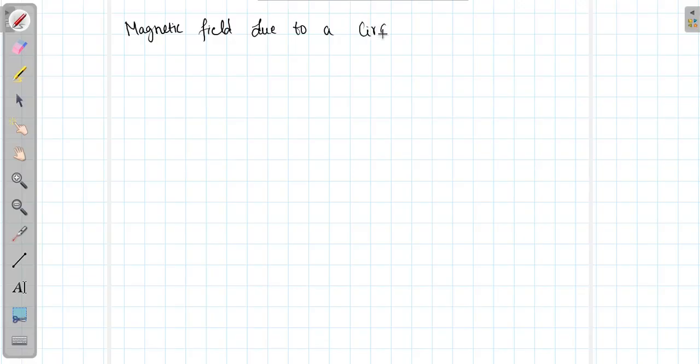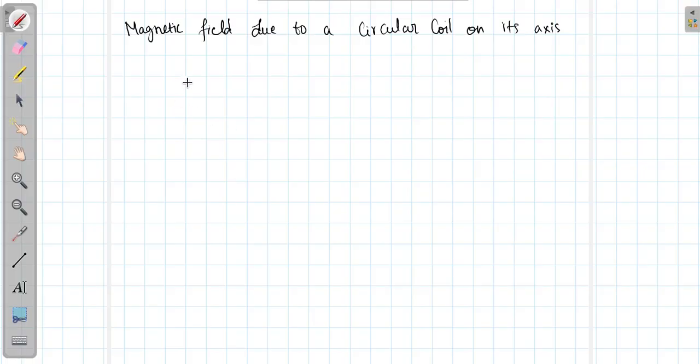Next is Biot-Savart law. Using Biot-Savart law, we are going to derive the expression of magnetic field due to a circular coil on its axis.